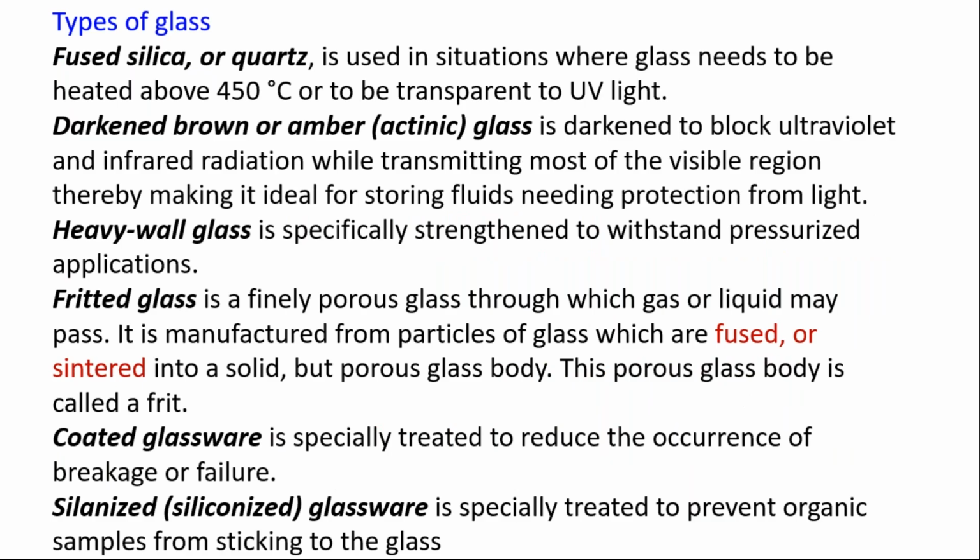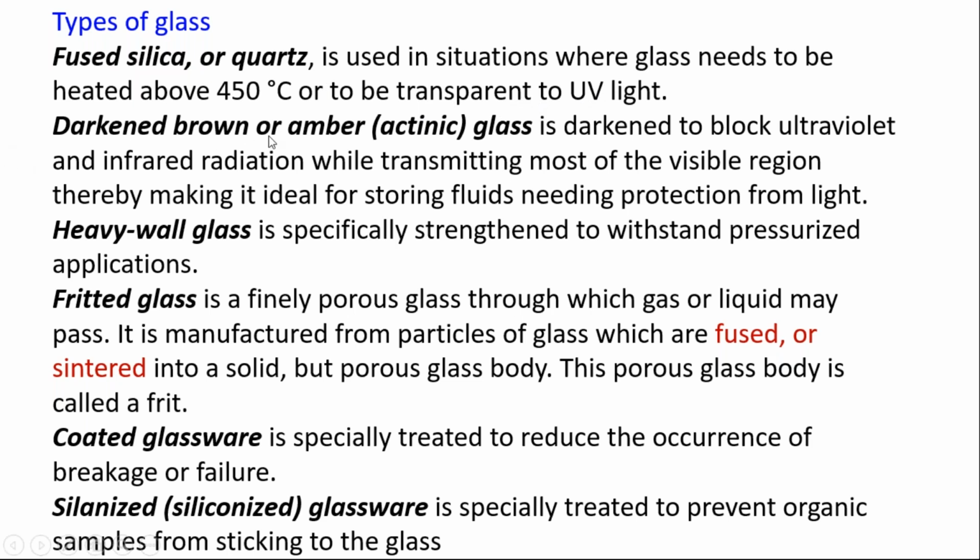Then you have fused silica or quartz glass. This glass you use when you have to heat up to 450 degrees Celsius. So you look at this especially in the case of crucibles when you're doing ashing, and you use quartz cuvettes because it is transparent to UV light.